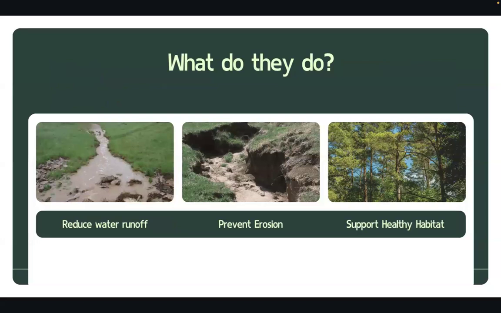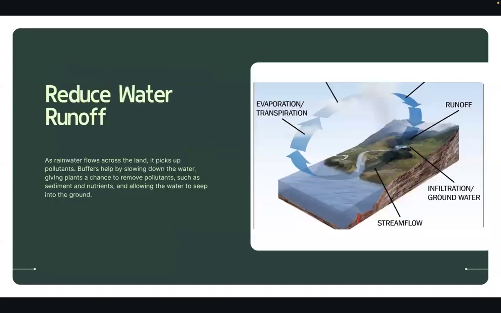How can plants along waters help the water, you may ask? Well, let me tell you. They do three major things. One, reduce water runoff. Two, prevent erosion. And three, support healthy habitats.